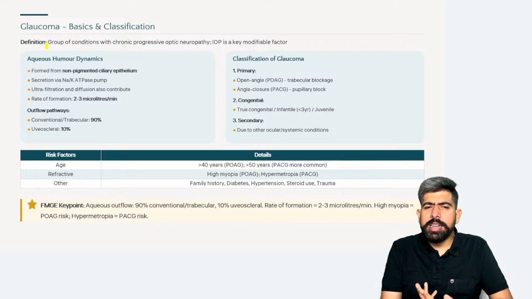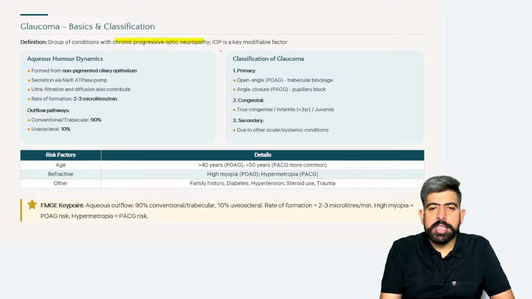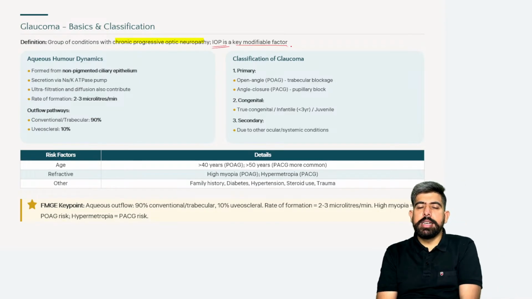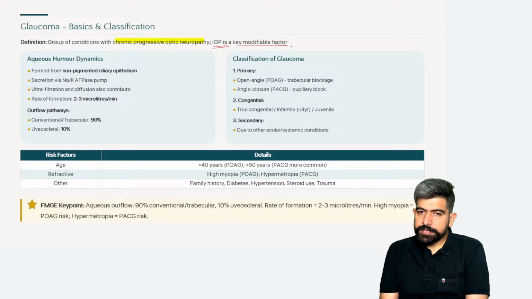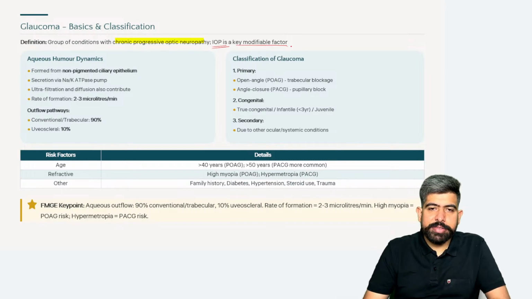So, what is glaucoma? Basically, the definition of glaucoma is that it is a group of conditions with chronic progressive optic neuropathy, right? And the important key feature here is increased intraocular pressure. Yes, it is a modifiable factor. That's why we are going to modify it in this condition.